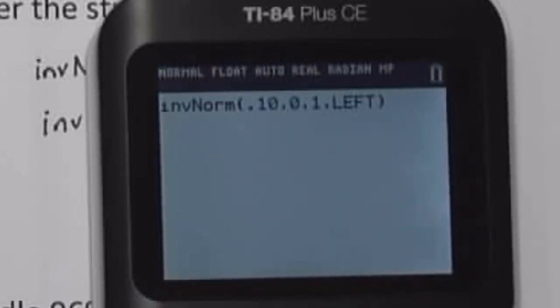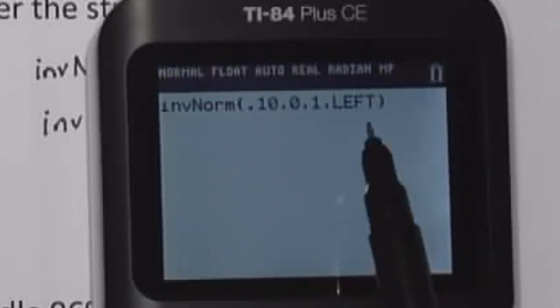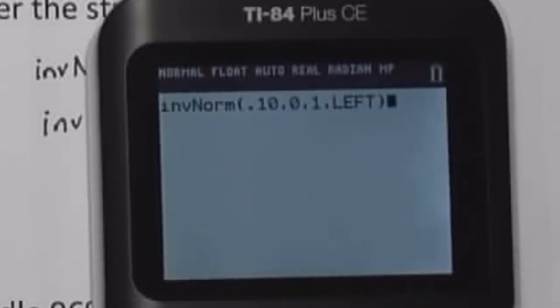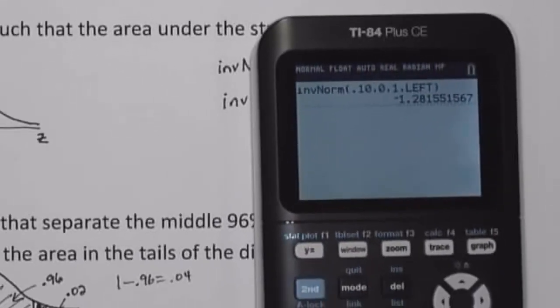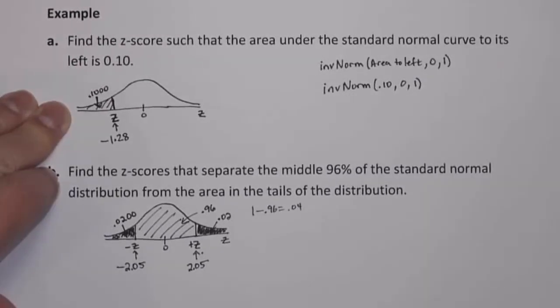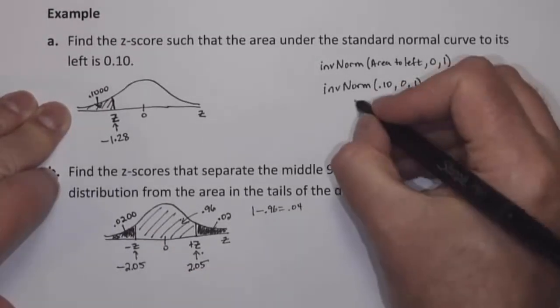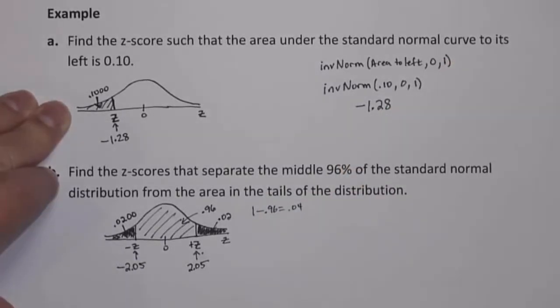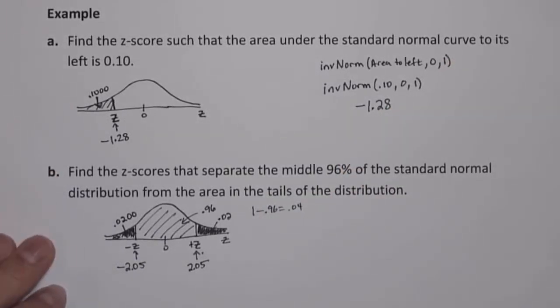Now if you have an older calculator, you don't get this option of left, right, or center. You always will have the area on the left. So if you don't see left, right, and center, then it's always the area to the left. So when I hit enter, I get the negative 1.28 that we found previously. So this is negative 1.28. Okay? Now for part B, I can do this problem a couple of different ways.